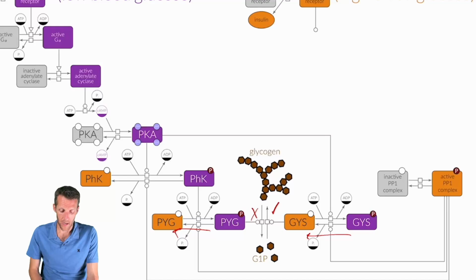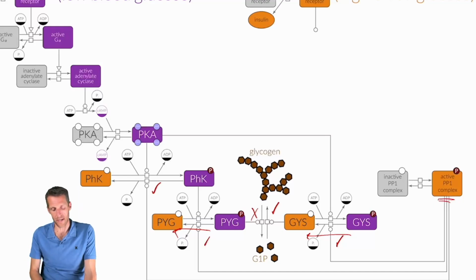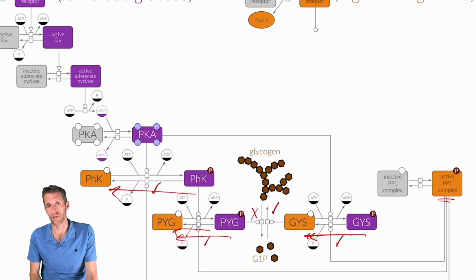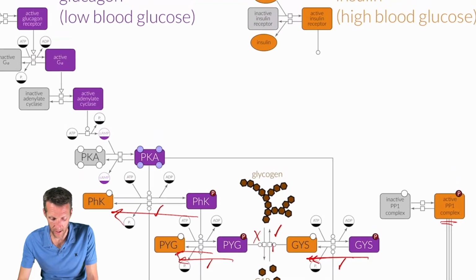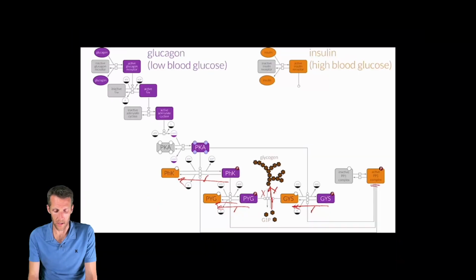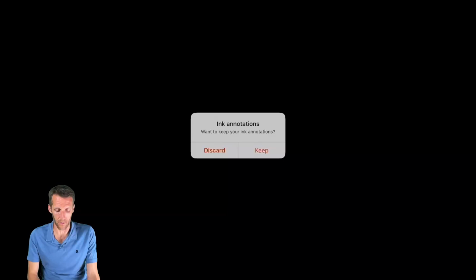Sorry, zooming out here. And what you'll notice is this PP1 complex over here is able to activate this and this, and it actually also activates PHK. So that was the enzyme that activated PYG. So this one enzyme, PP1, drives the system into a state where it's going to prefer to synthesize glycogen. Okay?